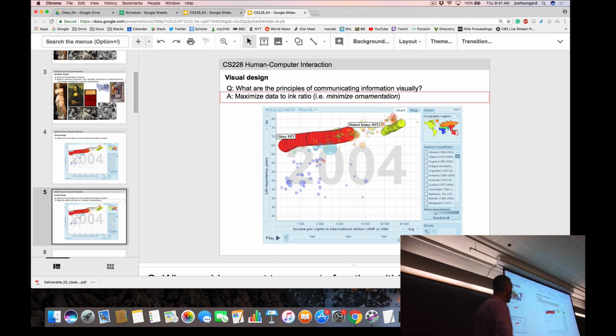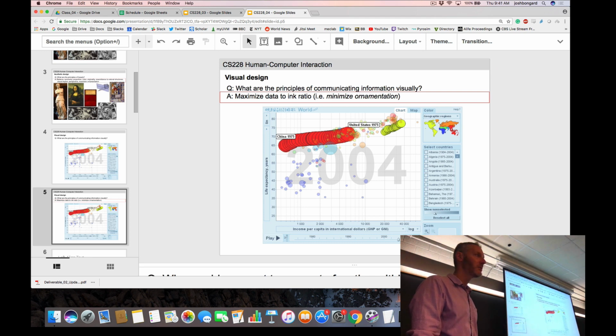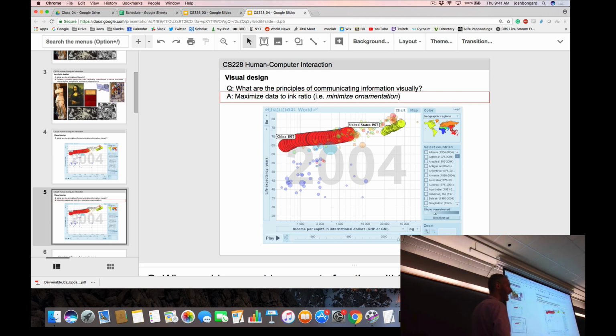We're going to spend a bit of time when we get to visual design focusing on this particular design philosophy, which is in visual design, maximize the data to ink ratio. What does that mean? That means we want to try and present to the user as much data as possible, but use as little ink as possible. So I like the Gapminder example because I think it's a great exemplar of this idea.